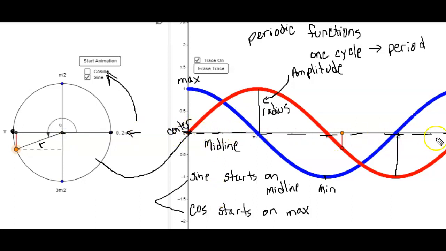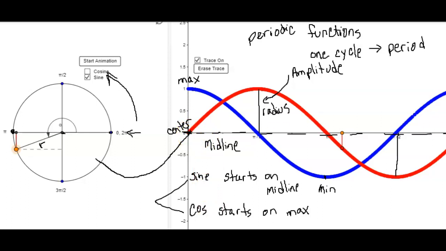So the center of our circle, wherever the center of the circle happens to be, that gives us our midline, and I can bounce above and below the midline, or I can bounce to the right and to the left of the midline, and that's what gives us our waves. So the center of the circle determines where our midline is. The radius of the circle determines our amplitude. Whether it's sine or cosine determines where on the wave I start.